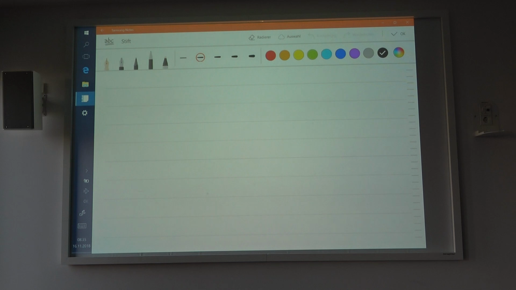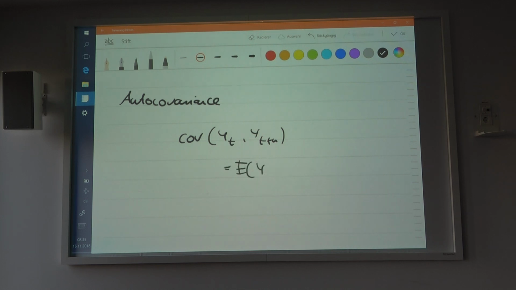So we have basically the autocovariance, right? Remember the autocovariance? It looks like this. And the autocovariance has been the covariance of y_t and y_{t+h}, which is basically the expectation of the product minus the product of the expectations of the two.